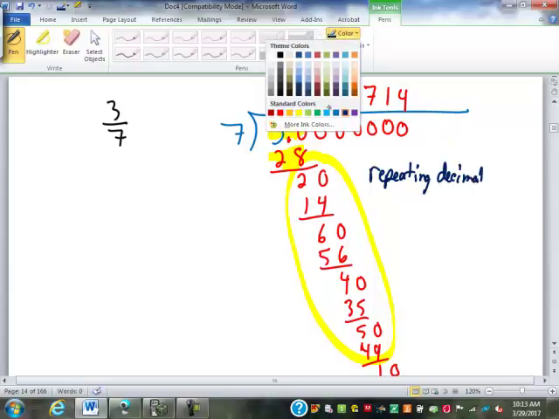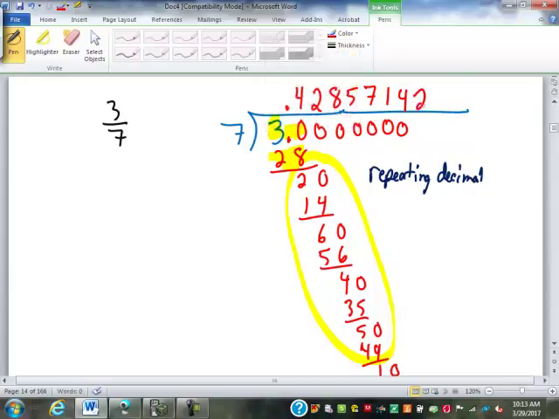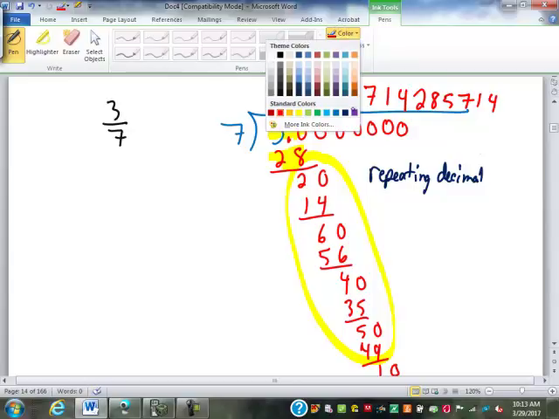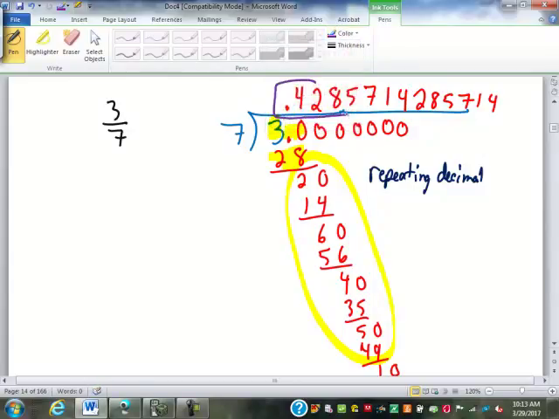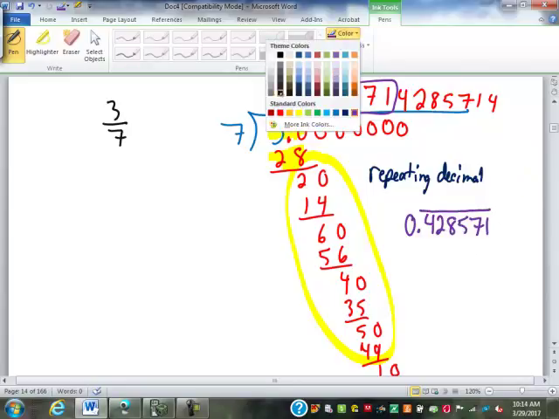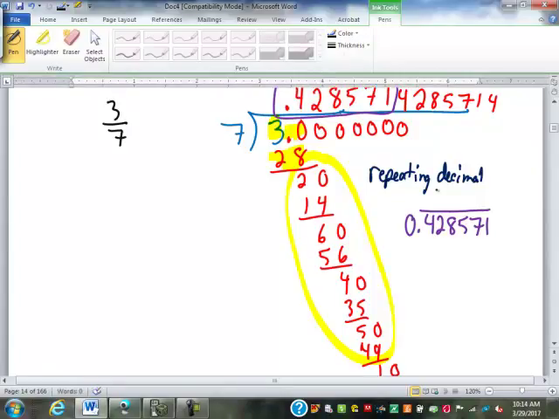If you wanted to, you could go a few more places here to assure yourself that it is going to keep repeating. And it does. Those 6 digits are going to repeat over and over again. 0.428571, 428571. So we can write this as 0.428571, and then we put a bar over those digits because those digits repeat. Not all of them turn out quite that neatly.